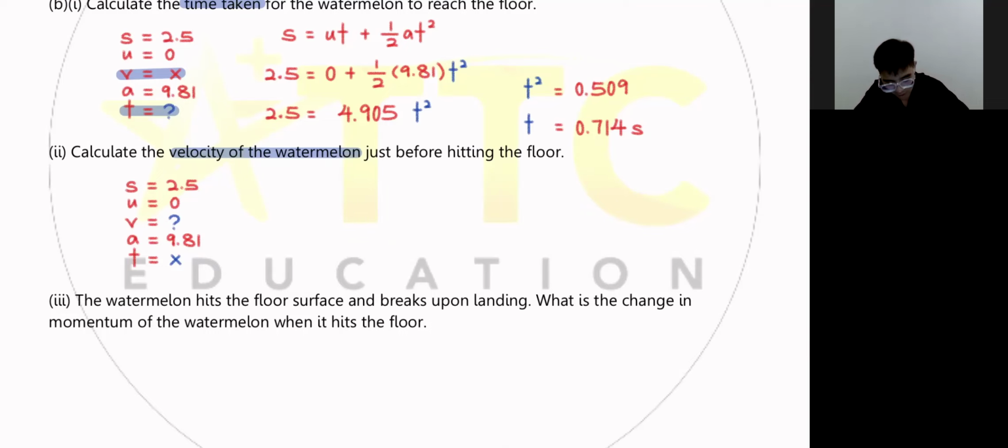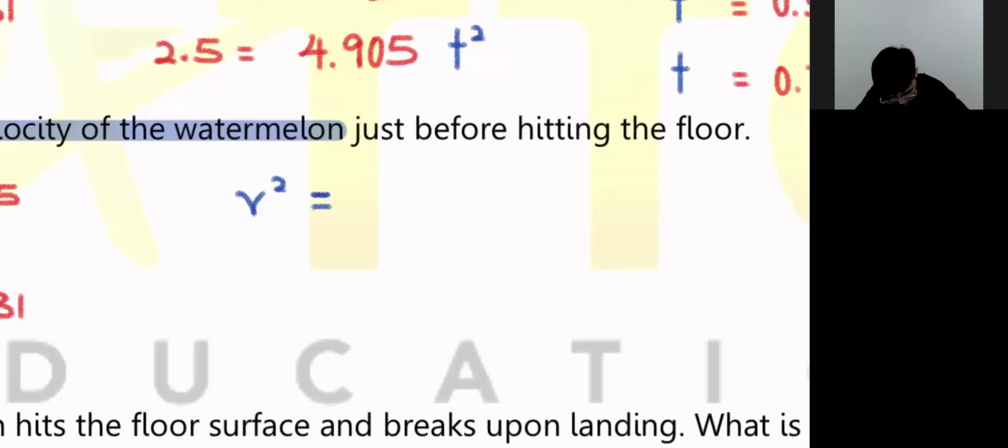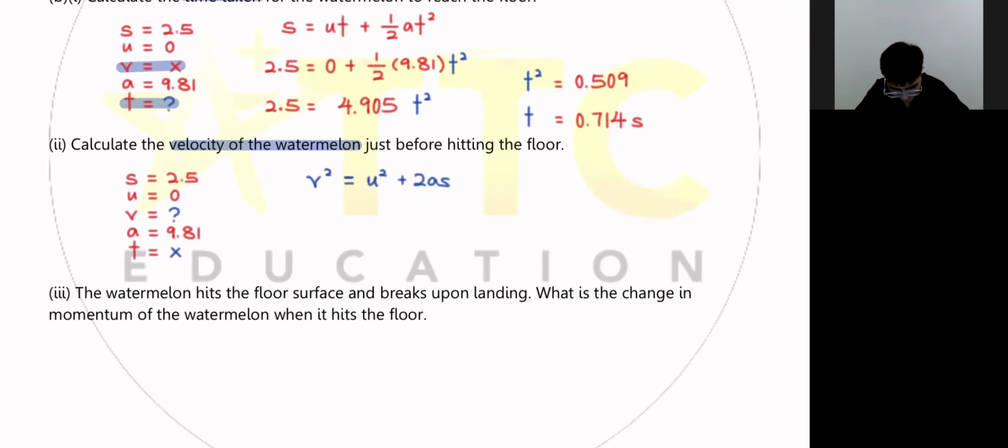Okay, so without t, you have to apply this formula. The formula without t is v squared equals to u squared plus 2as. Okay, v squared equals to u squared plus 2 times a times s, 2as. All right. So just sub in the values accordingly, then you will be able to find the value of v.